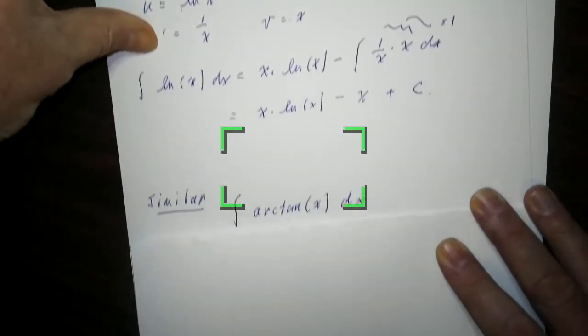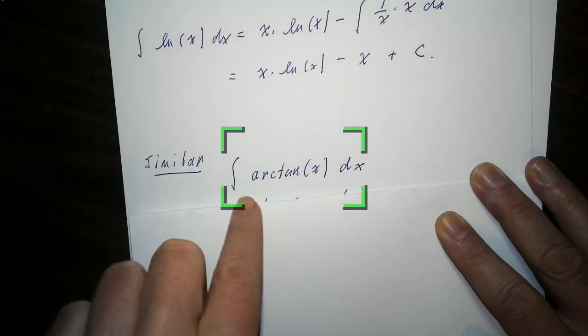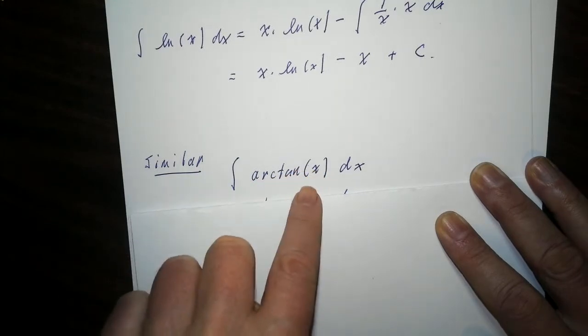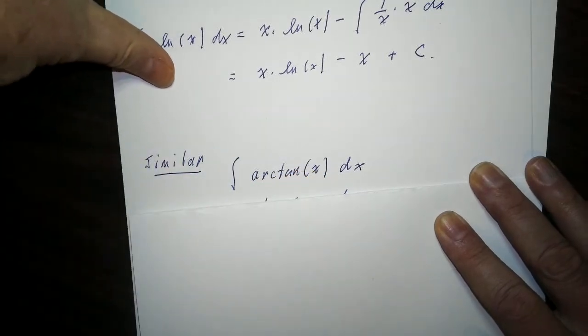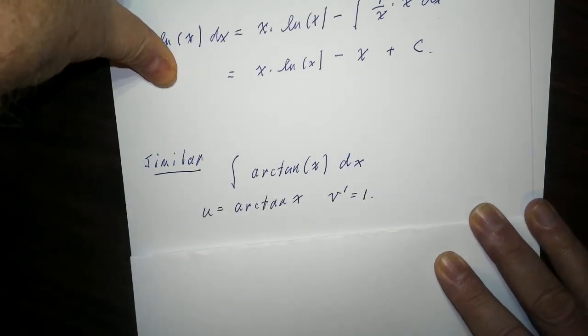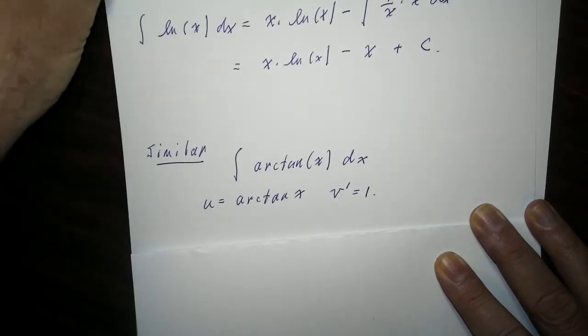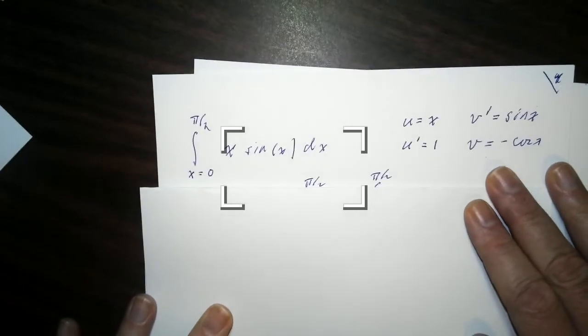Here's another example. The arctangent of x. We know how to compute the derivative of the arctangent, but not its antiderivative. So we could let u be the arctangent of x and v prime be 1. We won't actually compute this here, but that would be how to do it. Let's look at a definite integral, dealing with the endpoints.